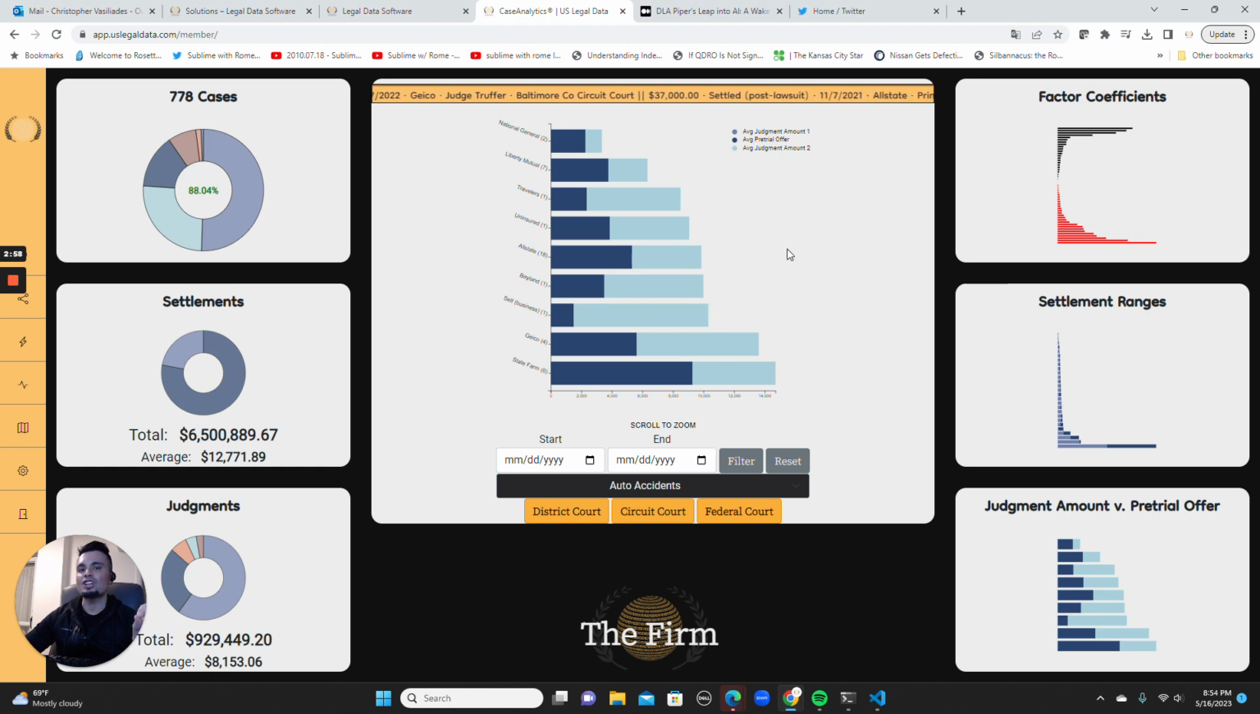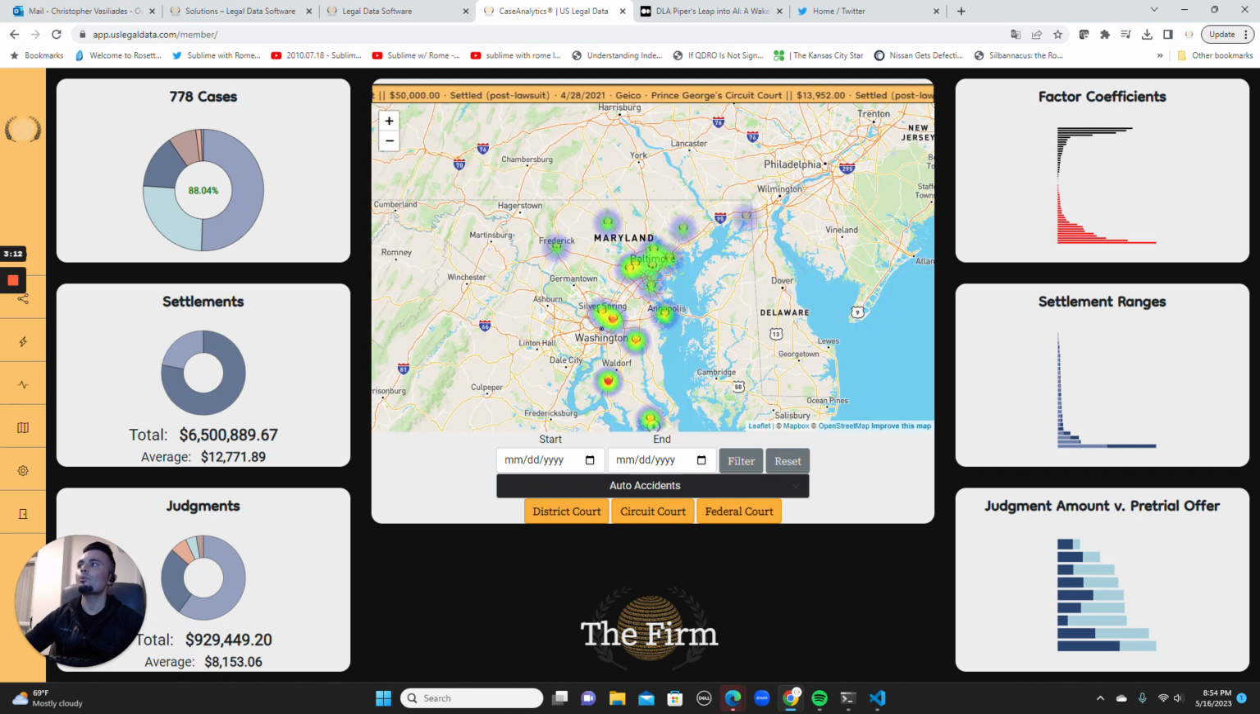If this firm were getting judgments less than their last pretrial offer, you would see the light blue here to the left. So the graph will be skewed left as opposed to right with the light blue. So that's that. And here we have our heat map, which is very important.